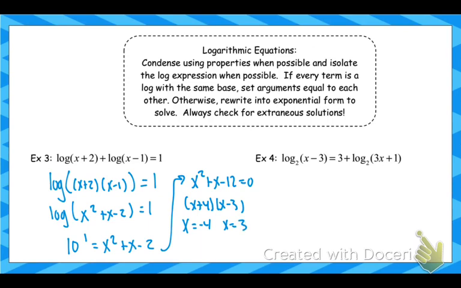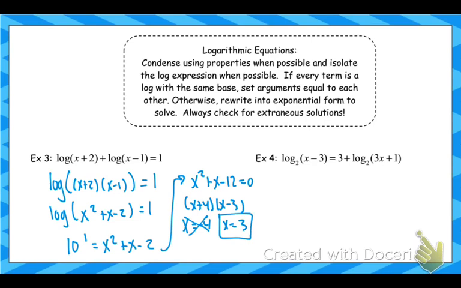Only problem is here, negative 4 doesn't actually work. If I plugged in negative 4, actually in both places, it only needs to be true for one of them, but if I plug in negative 4 here, that's the log of negative 2. I can't take the log of negative 2. You cannot have a negative argument for your log. So that's not possible. So your only solution here actually is 3.